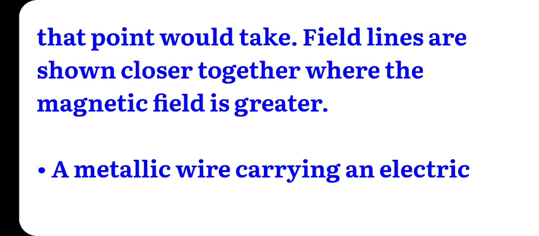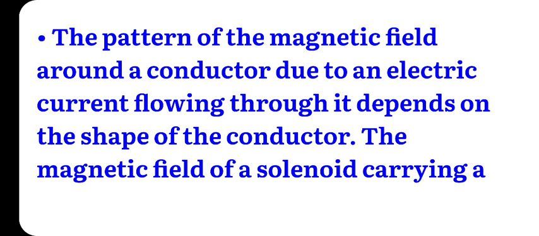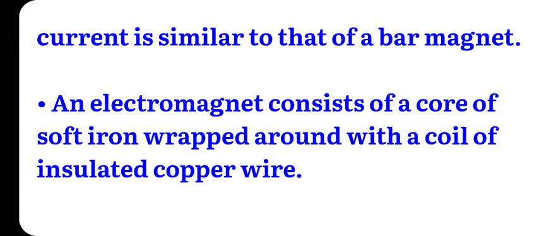A metallic wire carrying an electric current has associated with it a magnetic field. The field lines about the wire consist of a series of concentric circles, whose direction is given by the right hand rule. The pattern of the magnetic field around a conductor due to an electric current flowing through it depends on the shape of the conductor. The magnetic field of a solenoid carrying a current is similar to that of a bar magnet.